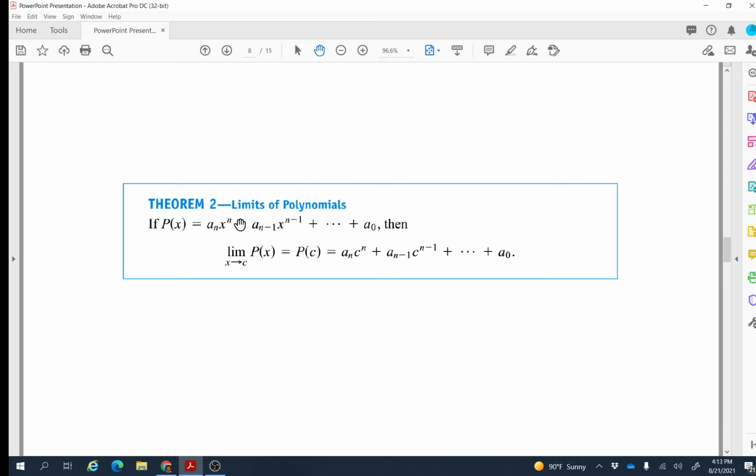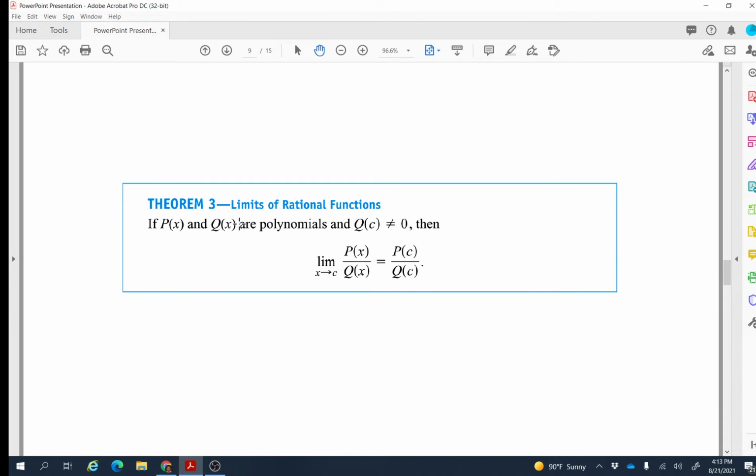If you are dealing with a polynomial, p of x, and you want to find the limit of the polynomial, it's actually finding the value of the polynomial at that point. Another rule is the quotient rule: if you have a polynomial on the top and a polynomial on the bottom, the limit is the value of the top polynomial over the value of the bottom polynomial, but make sure that the denominator is not 0.